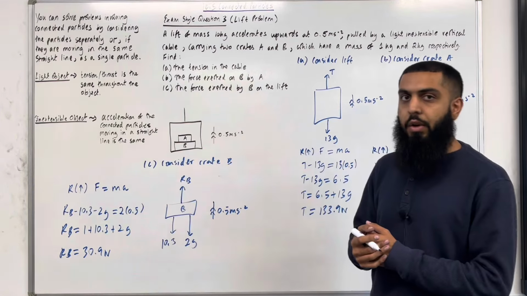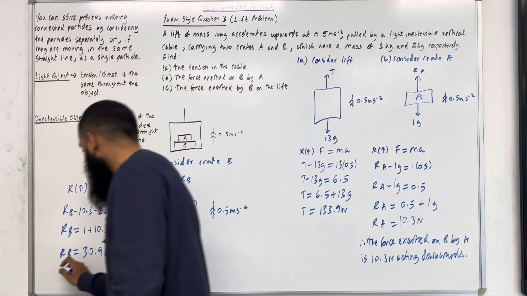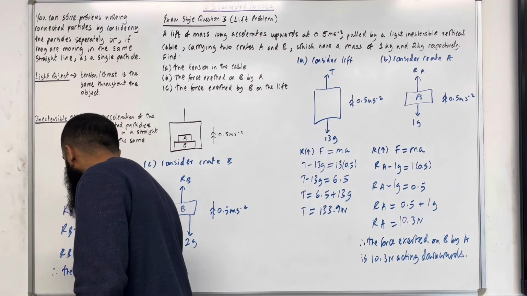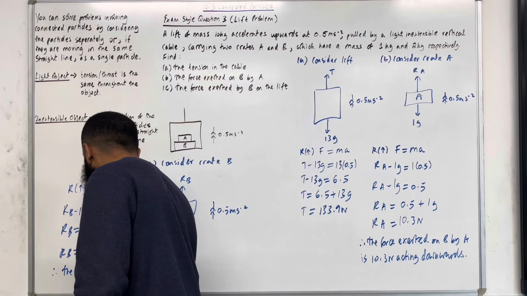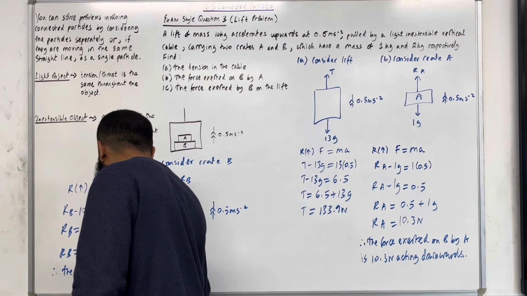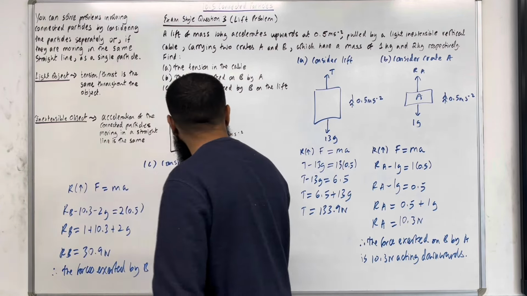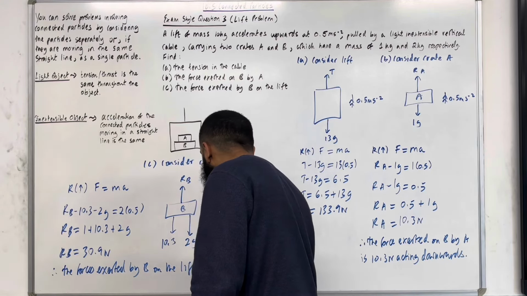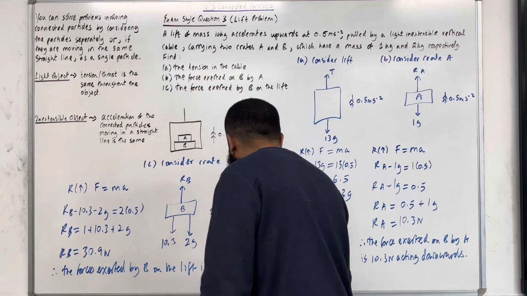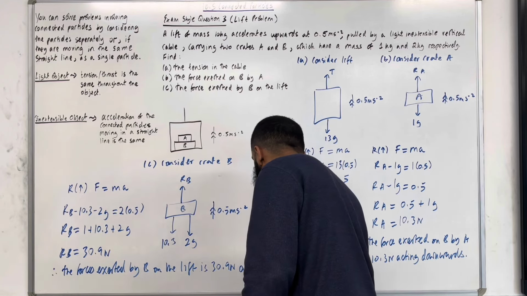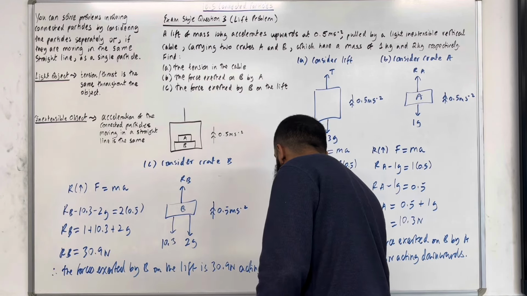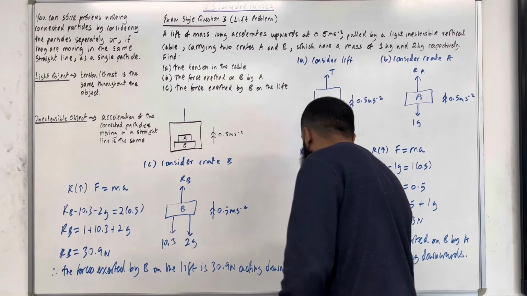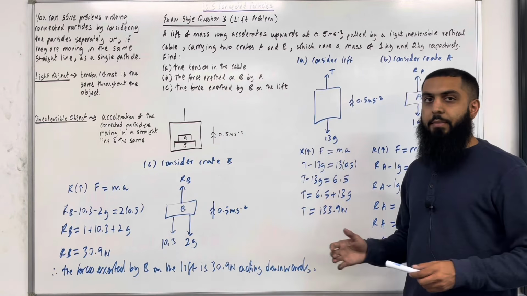So now I can write a conclusion. Therefore, the force exerted by B on the lift is 30.9 newtons acting downwards. And that there, ladies and gents, completes exam style question 3.